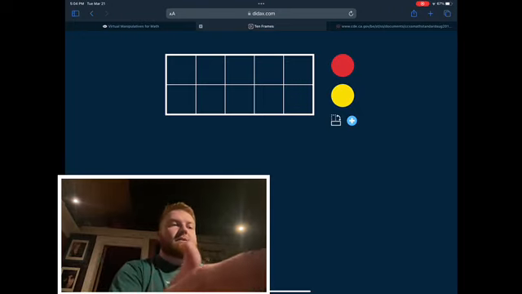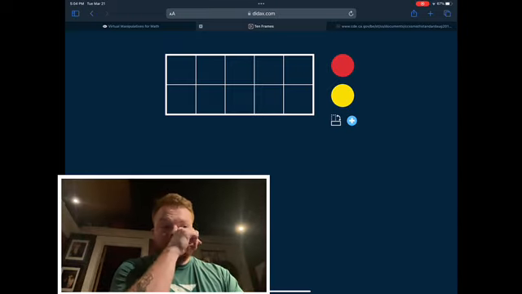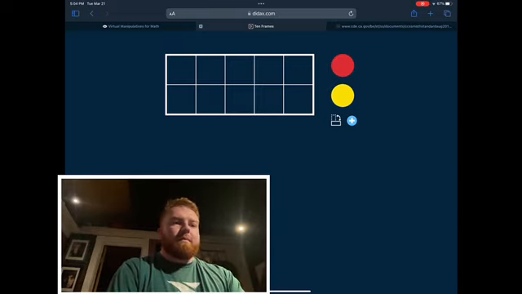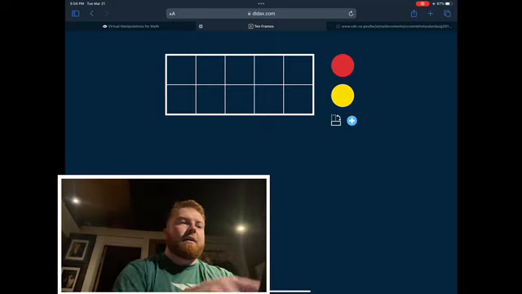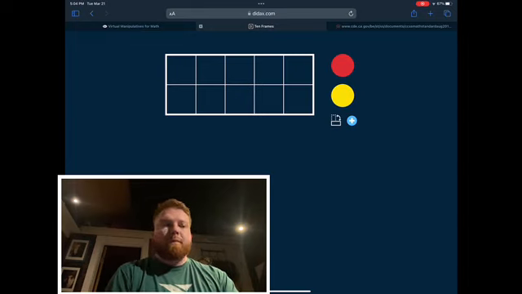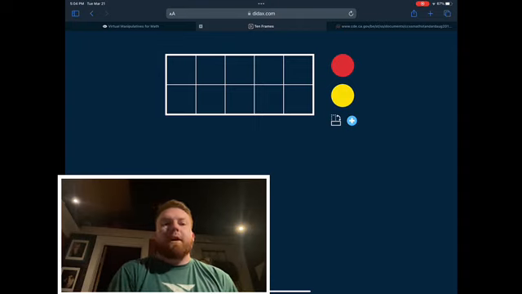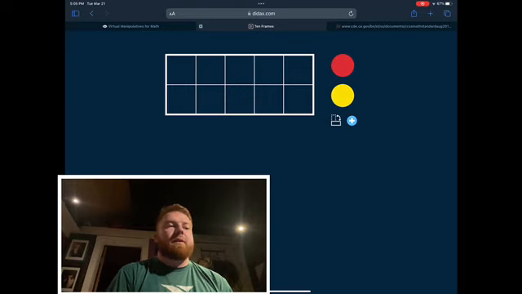I would start off the lesson for an age group as young as kindergarten, and I'd be very clear and concise. Okay, so we are going to start learning something called the 10 frame. And the 10 frame is going to help us learn how to add and subtract. So we're going to start off with addition today, and we're going to learn the basics of the 10 frame and what the 10 frame means.